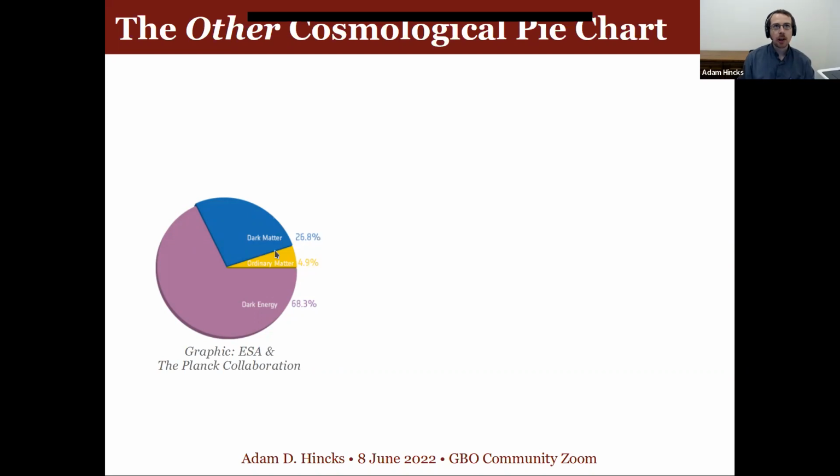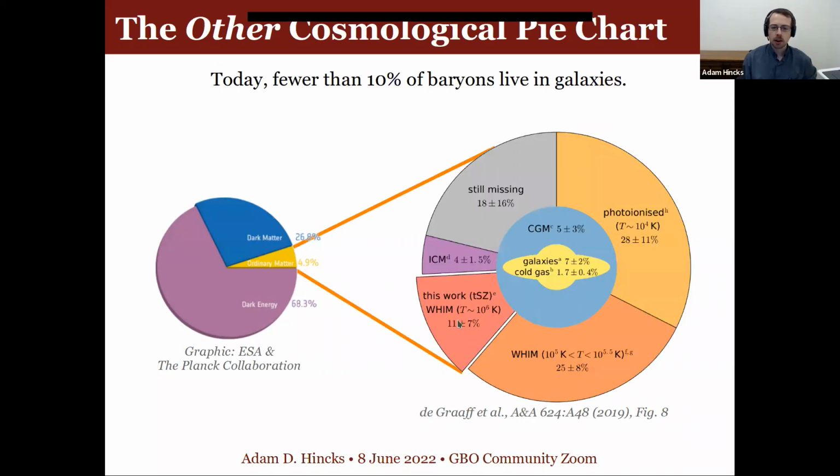But there's another pie chart that I've only started appreciating through the course of the research that I'm going to be talking about today, which is about where these baryons actually live in the universe. So here's another pie chart. And less than 10% of these atoms actually live in galaxies in the form of stars or of gas. So 90% of the ordinary matter in the universe actually lives outside of galaxies. So only 0.5% of the universe today is in galaxies.